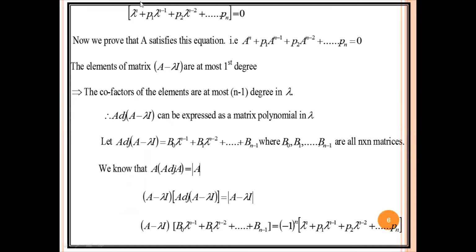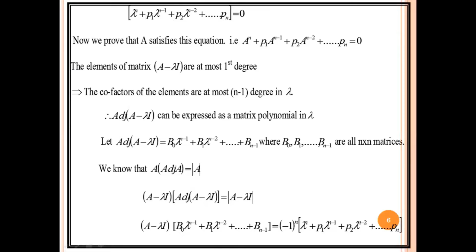Now, minus 1 whole to the power of n is not equal to 0, so this polynomial becomes a 0, right? This expression becomes 0 in terms of lambda, right? Now what we want to show, this is nothing but the characteristic equation.